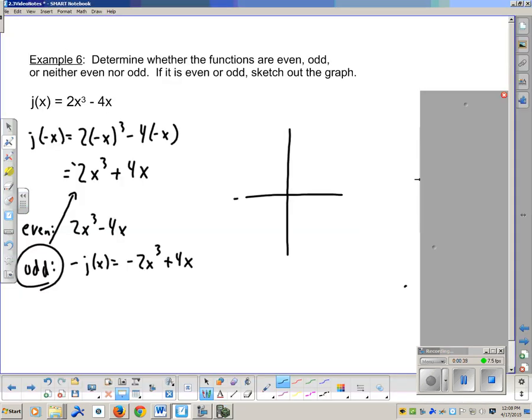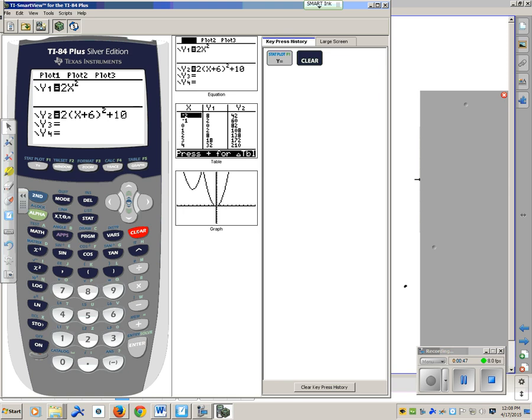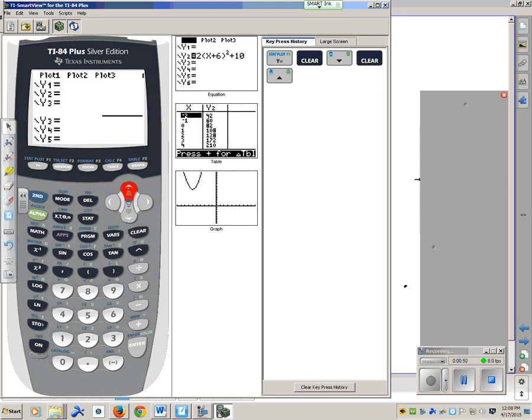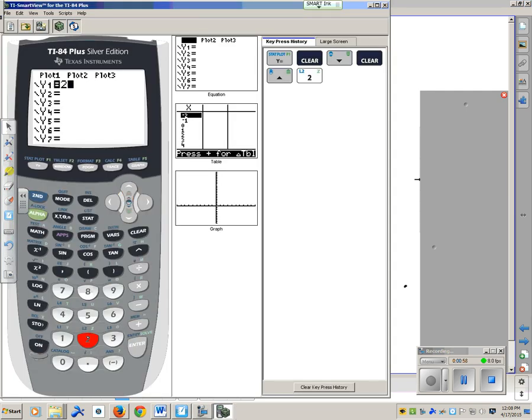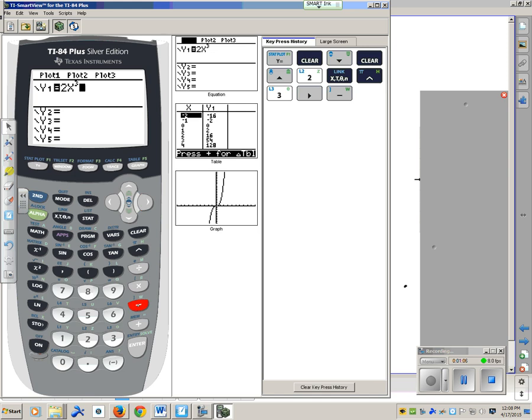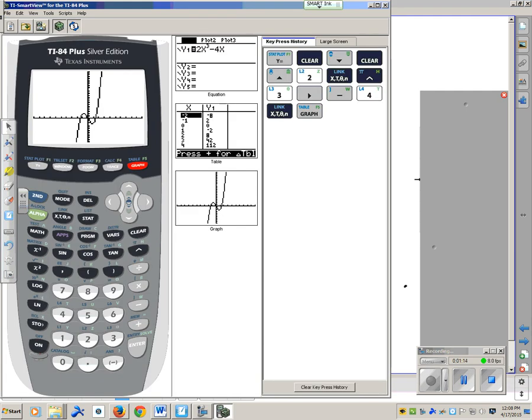So I'm going to go to my graphing calculator. I'm going to go to my y equals here, clear these out, and put in my new function: 2x to the third minus 4x. Graph. So there I can see my graph.